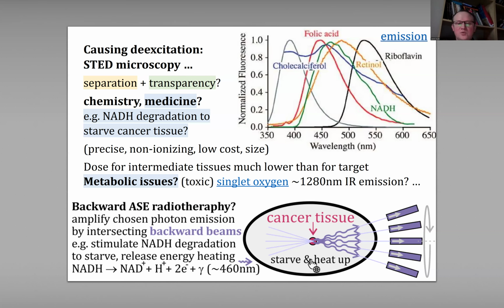Yeah. So besides starving, it would also heat up, because this energy, instead of being transferred to some other chemical, will be released as photons, and finally into heat. So it would also heat up locally. So I think there could be many applications.